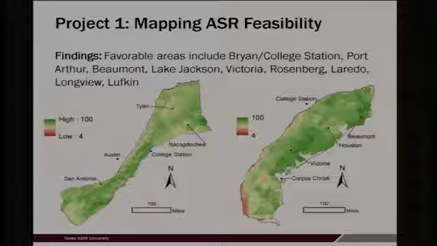Okay, so our findings on this project: we looked at two aquifers in particular, and I have to say we chose these because they were a little close to home. So we looked at the Carrizo-Wilcox and the Gulf Coast Aquifer System. All the areas in green, the darker green, are more favorable for ASR. The lighter colors, reds and neutrals, are less favorable.